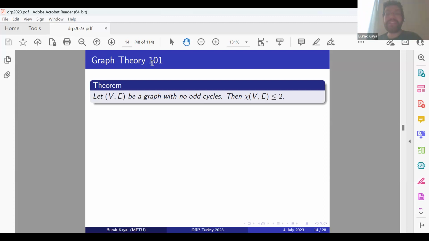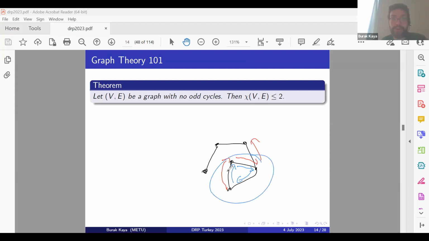If your graph contains no odd cycles, now a cycle in a graph means what you think it means. A path in a graph is where you start from one vertex and you start walking around, going through the edges. Now, a cycle is a path where your ending point and your starting point are the same. So the blue one is a cycle, and an odd cycle means that the length of the cycle is odd. So here's an odd cycle. It's a cycle of length 3.